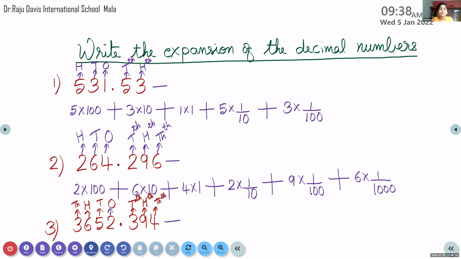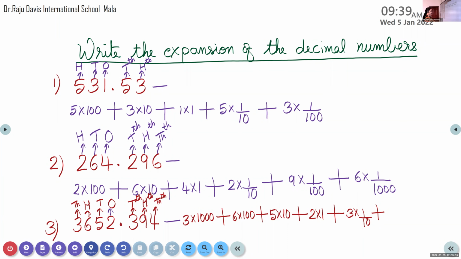Expansion. 3 into 1000 plus 6 into 100 plus 5 into 10 plus 2 into 1 plus 3 into 1 by 10, since it is in the tenth place, plus 9 into 1 by 100 plus 4 into 1 by 1000. That's all. Good. Thank you, ma'am.